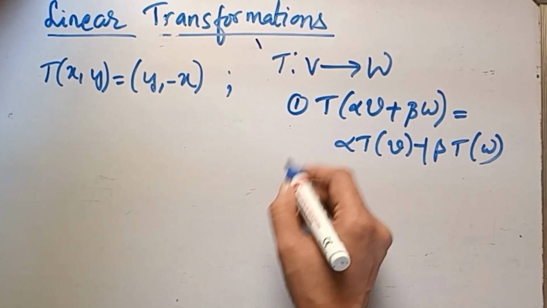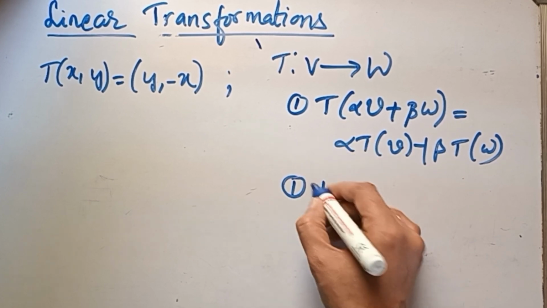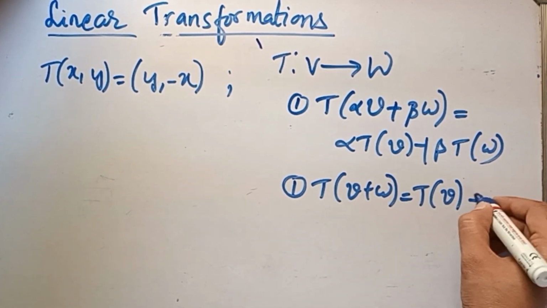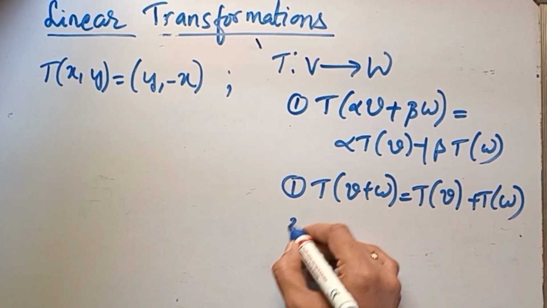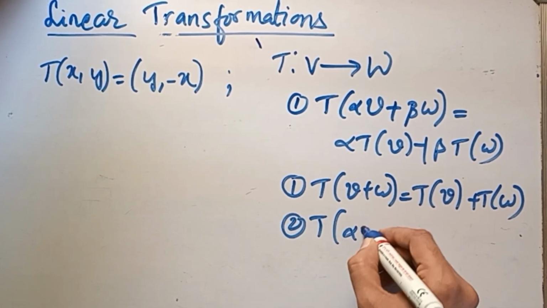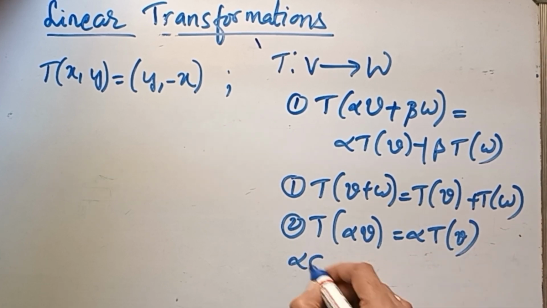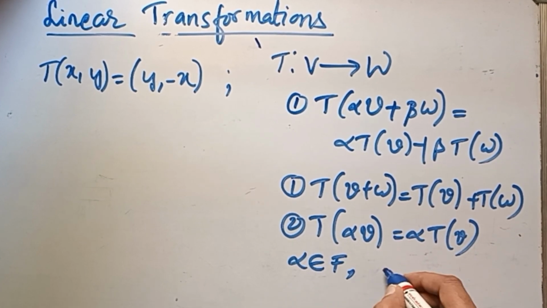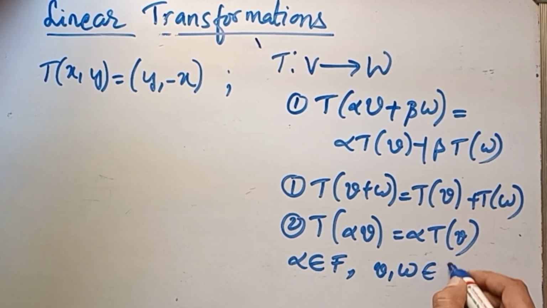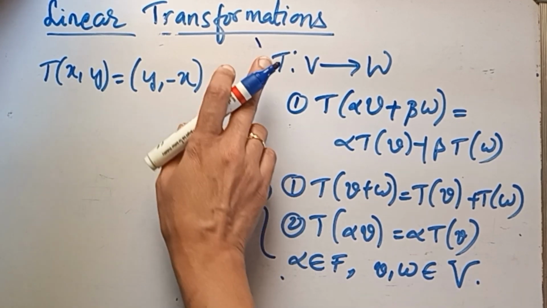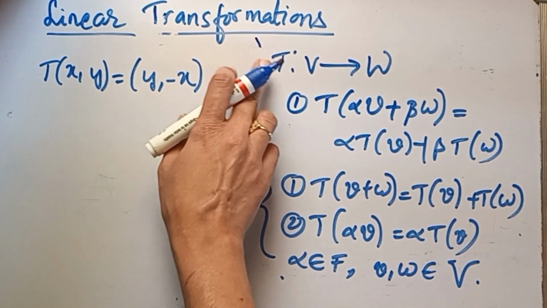Or else we can split the conditions as T(v + w) = T(v) + T(w), and the second condition is T(αv) = αT(v), for all α belongs to F and v, w belongs to the vector space V. If these two conditions are satisfied, then we say that the given transformation is a linear transform.